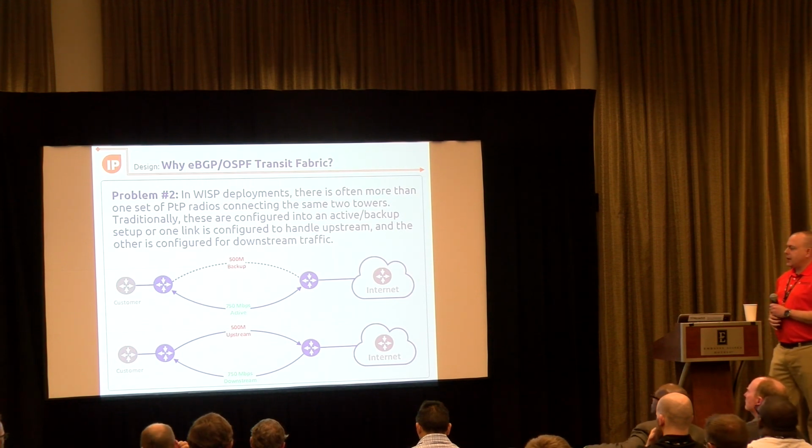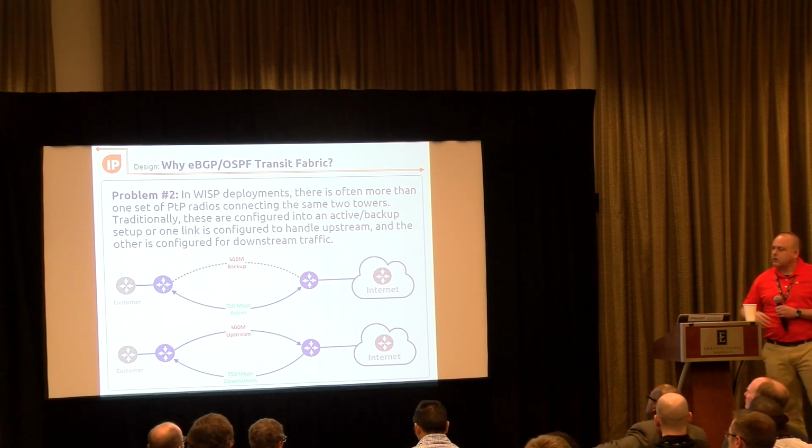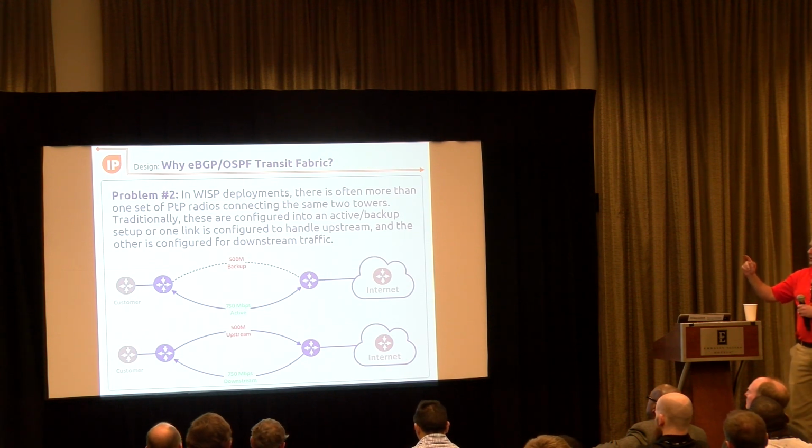Or alternatively, very commonly done, is I'm going to take one of those links and make it only for downstream. You'd probably use OSPF cost to do this. And then I'm going to do a different OSPF cost in the other direction, and I'm going to make that 500 meg for my upstream traffic. That's a very common split that we see in WISPs.